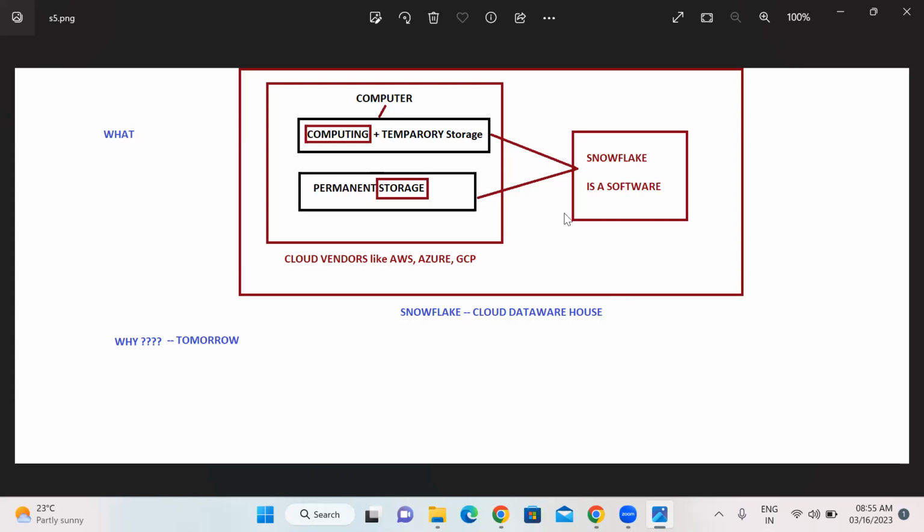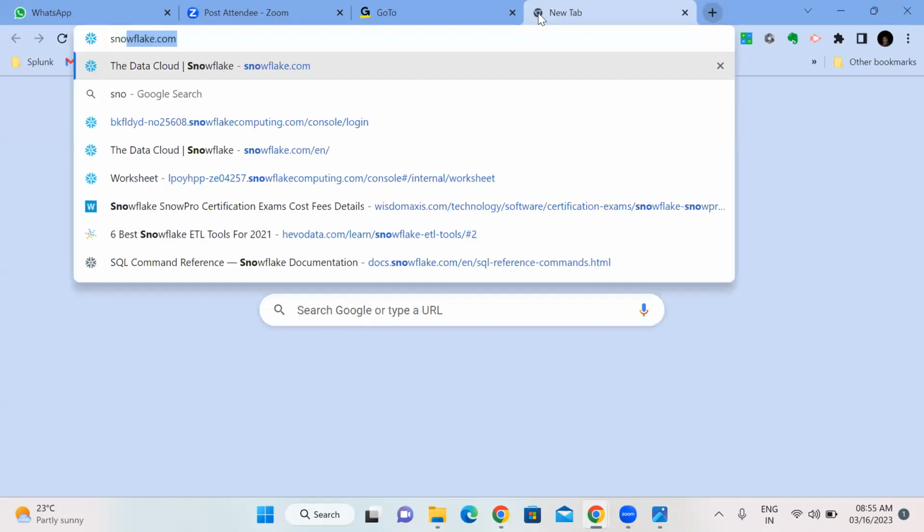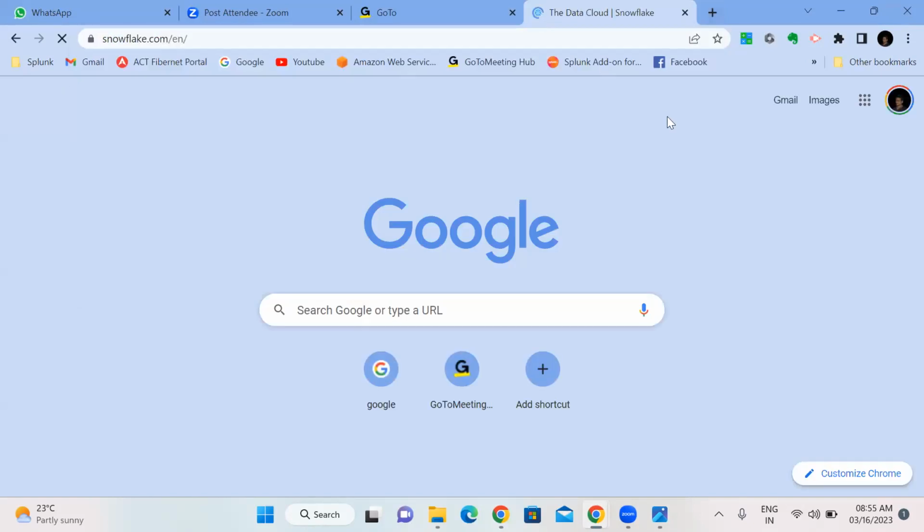Also, it is none of our business how Snowflake deals with other vendors. Our choice is only to choose one vendor, and after that, it is none of our business. At the time of installation of Snowflake, I will show you immediately so that you can understand. See here, Snowflake, start free trial.